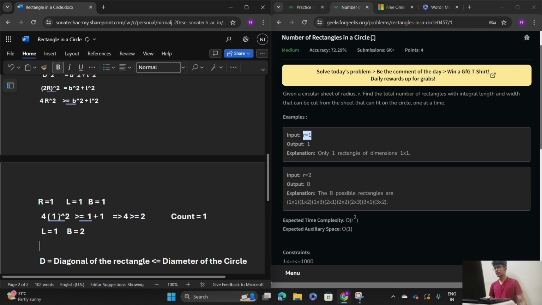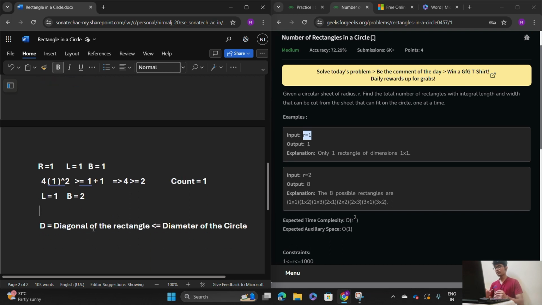Either you can iterate this or this, there is no problem in that. Okay, so now what I'm going to do here is keep the length as 1 and just increment the value of b to 2. Now my radius is not going to change. It's going to be the same.